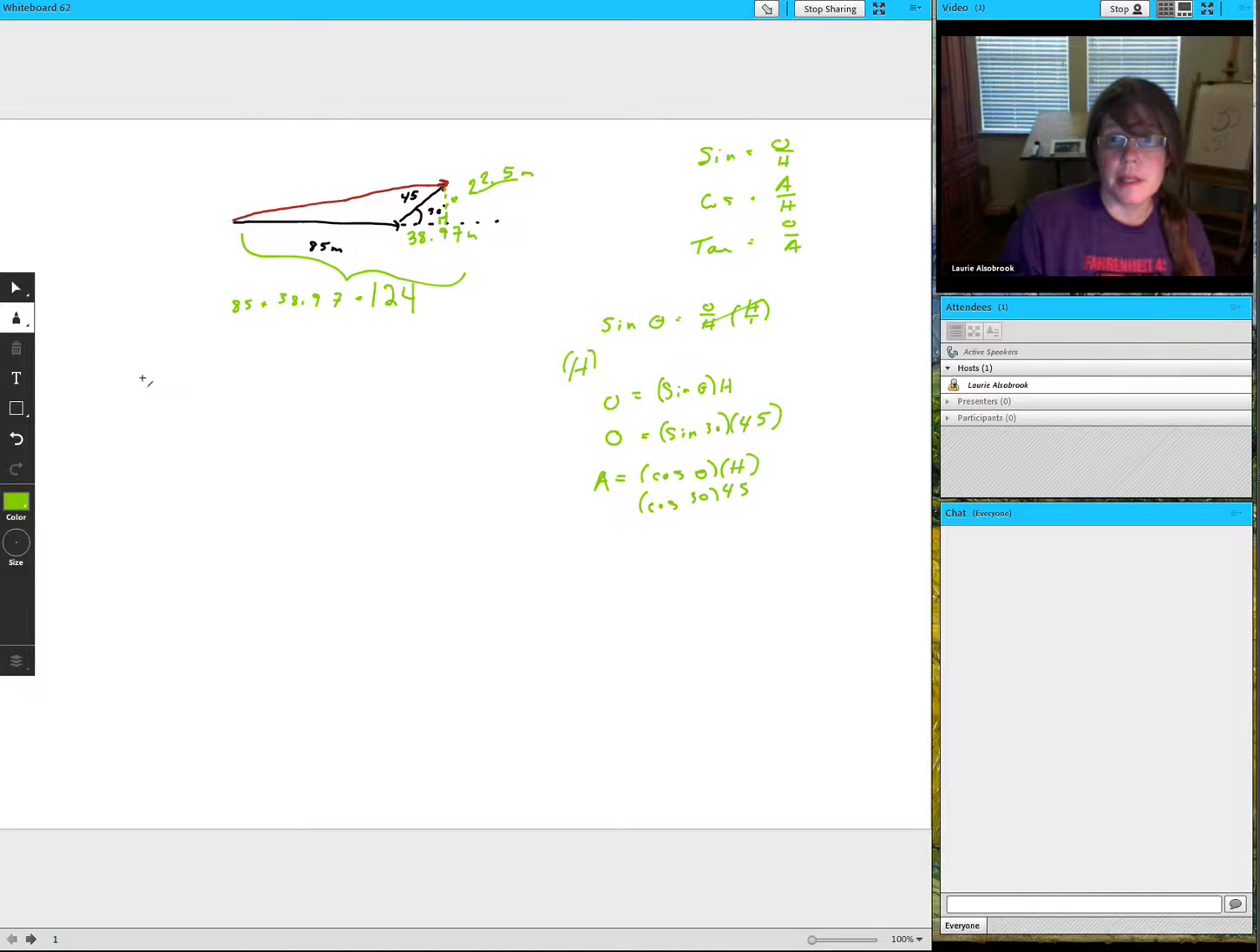So we can use Pythagorean theorem now to find the length of that hypotenuse. So 124, let me use a pen here instead of a mouse. 124 squared plus 22.5 squared, Pythagorean theorem, a squared plus b squared equals c squared. Okay, 124 squared plus 22.5 squared.